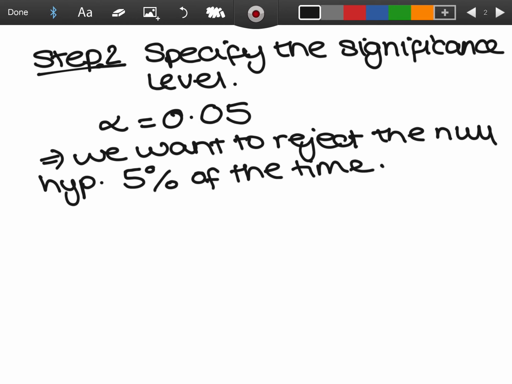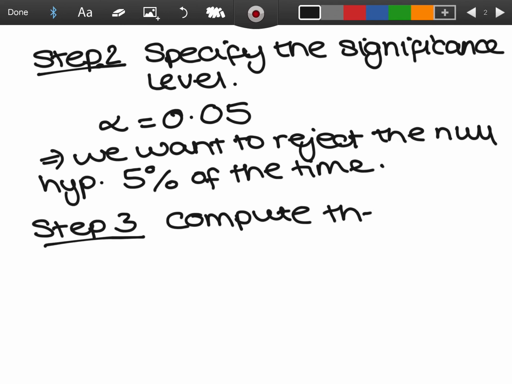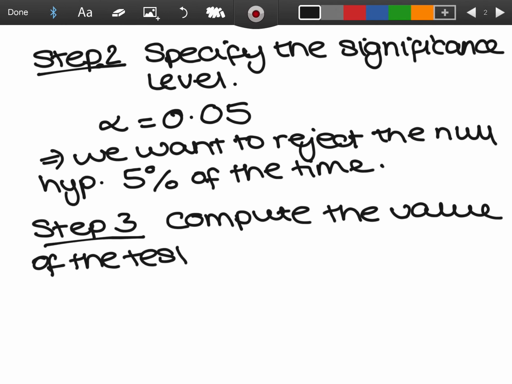Step 3 says that we need to identify the appropriate test statistic and compute its value. So we need to compute the value of the test statistic. The question is, what is the test statistic? Depending on whether your standard deviation for the population is known or unknown, your test statistic is going to be slightly different.